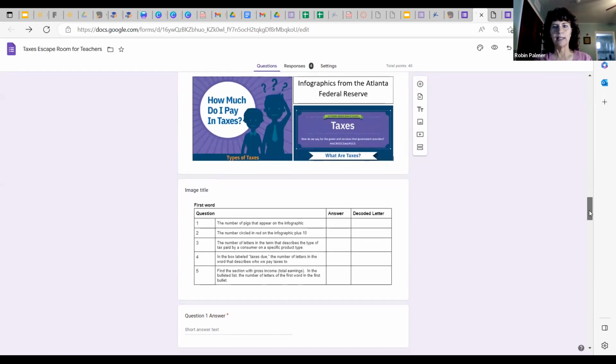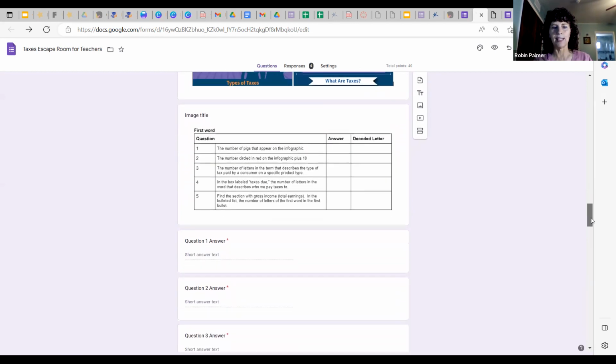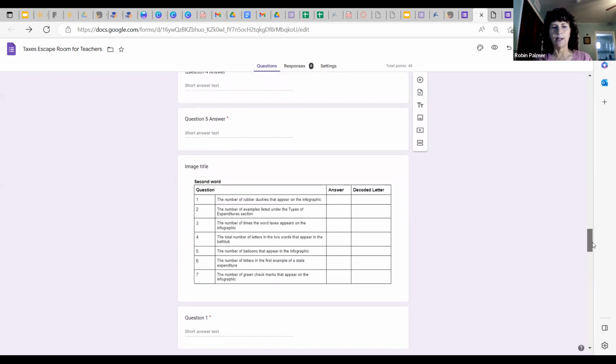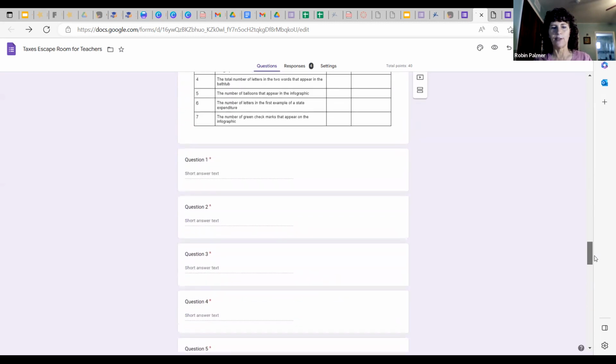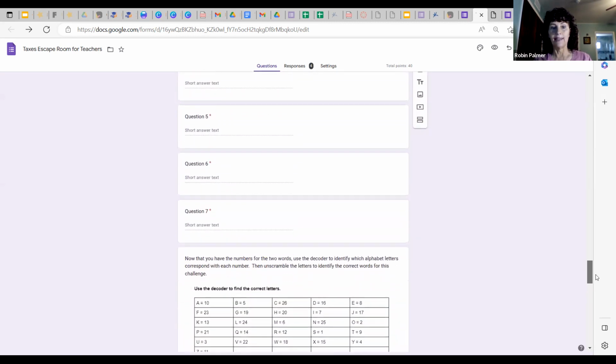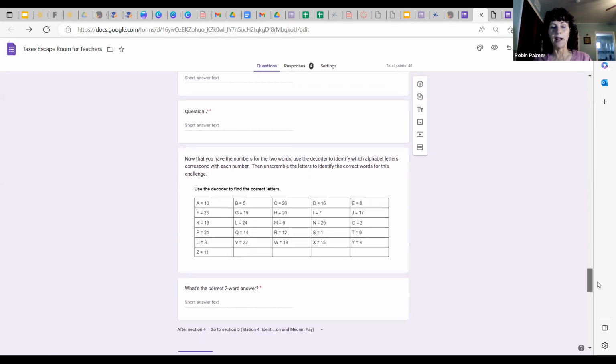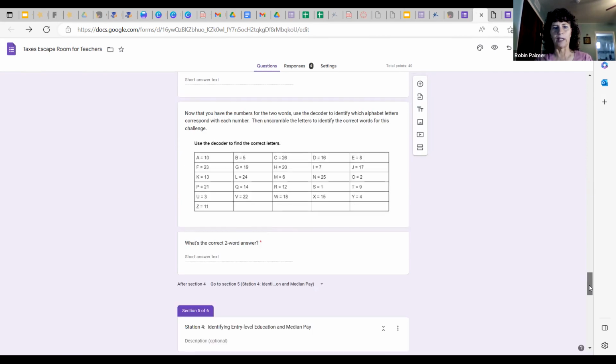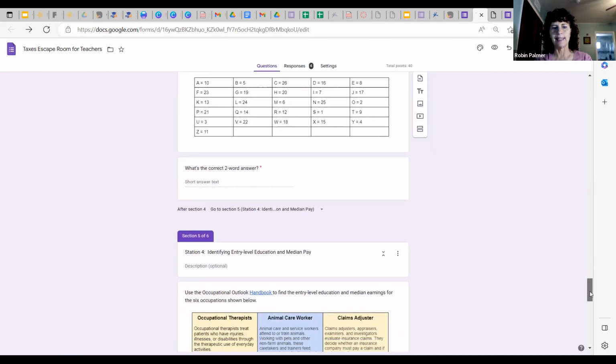They're going to come up with numbers, like the number of pigs, the number that's circled in red. They're coming up with some numbers, and then they put those in for each of those infographics. When they're done, they'll have numbers that went with word number 1 and numbers that went with word number 2. Then there's a decoder they have to use. If they had number 1, they look and say, oh, that goes with letter S, and then they try to solve the word and figure out what it is.